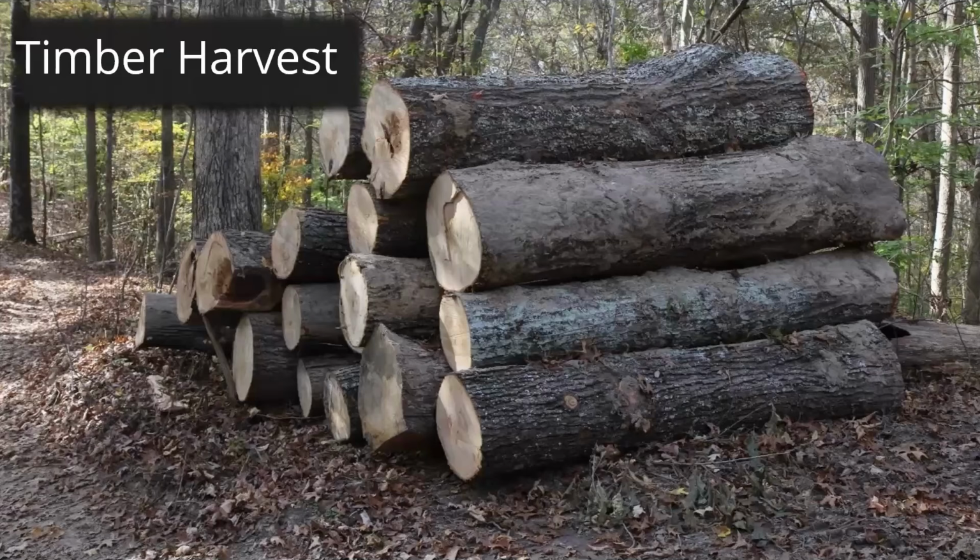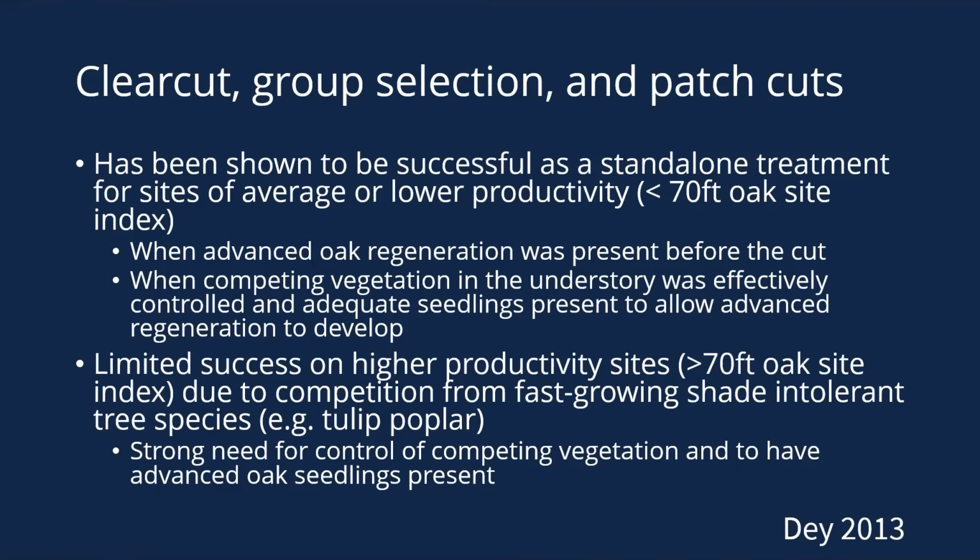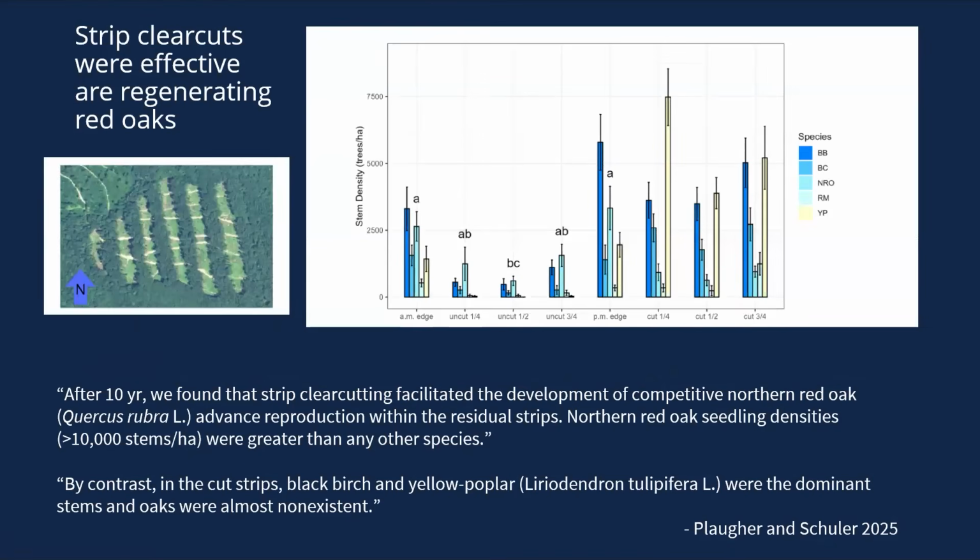Let's talk a little bit about timber harvest here. One of the things that has been used a lot is clear cuts. Clear cuts or patch cuts can be effective at lower productivity sites, but on those higher productivity sites, usually there's a lot more competition from fast-growing species, and so you tend not to have that be a successful treatment. There have been some studies that looked at strip clear cuttings, so it's not a full clear cut, but it's creating a matrix of open and closed or intact forest.